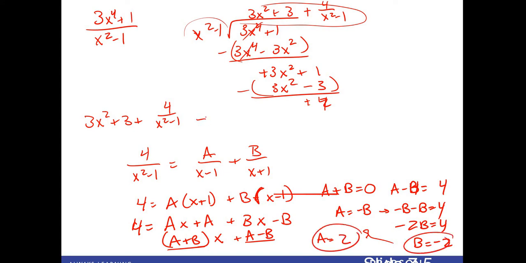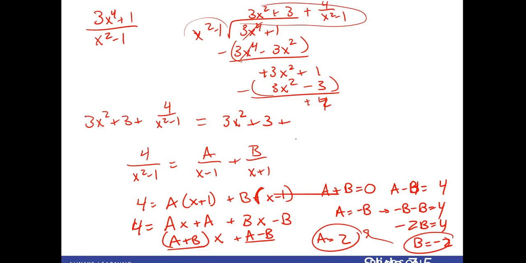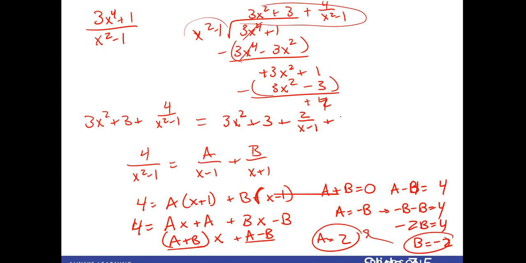So my final decomposition is 3x squared plus 3 plus my partial fraction A is 2 over my x minus 1, and B, oh my goodness, this slide is driving me crazy, is negative 2 or minus 2 over x plus 1. So that's my final decomposition.